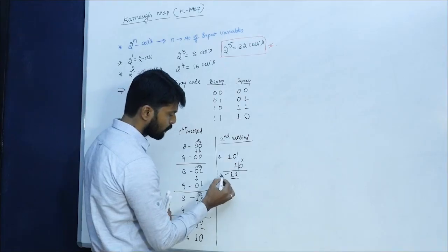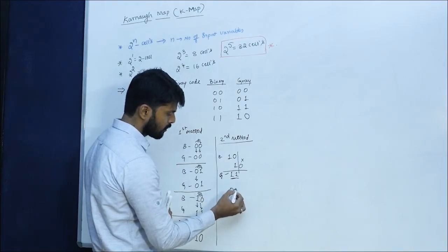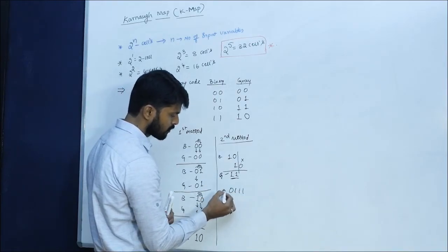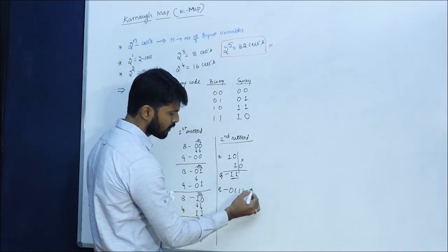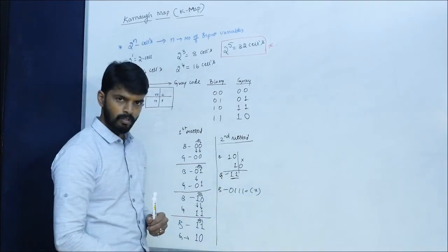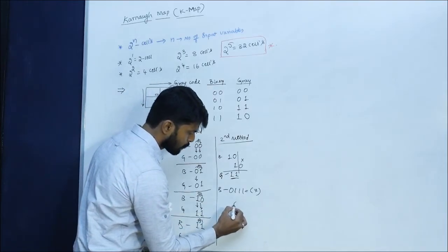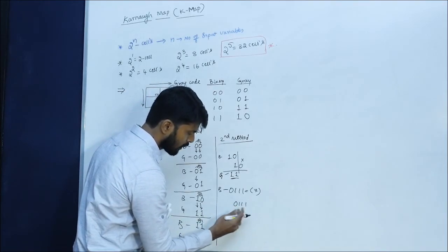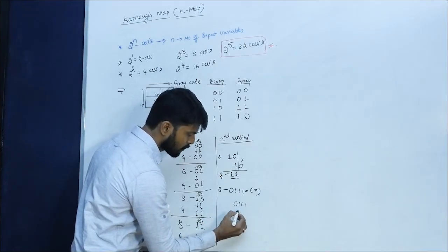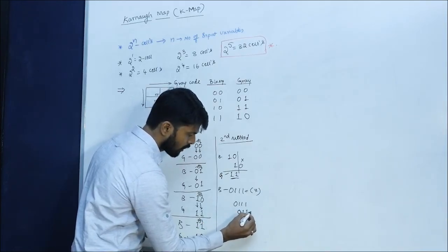Similarly, let's do this for a 3-bit number, for example 1 1 1, which is binary, equivalent to 7. If I want to convert this into gray using the second method, first I write 0 1 1 1. Then I take a 1 bit right shift, giving 0 1 1 and 1.